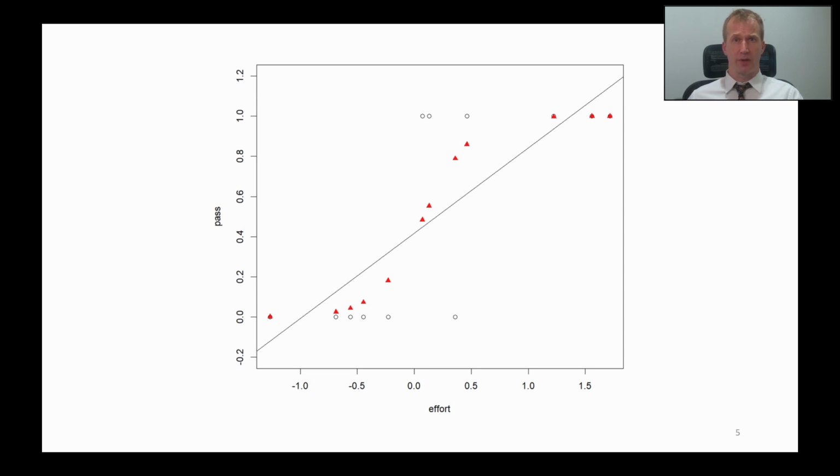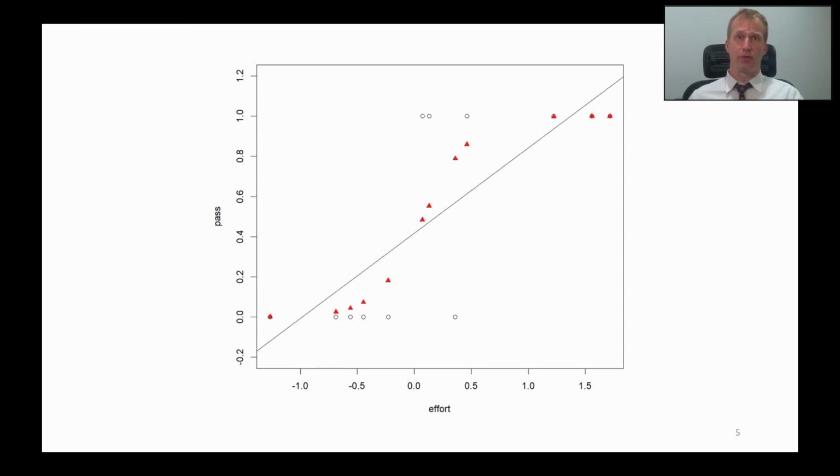With logistic regression, the relationship between effort and pass is non-linear. For 1 unit change in effort, the corresponding change in the probability of having a pass is not constant, but depends where you are on the range of the variable effort.